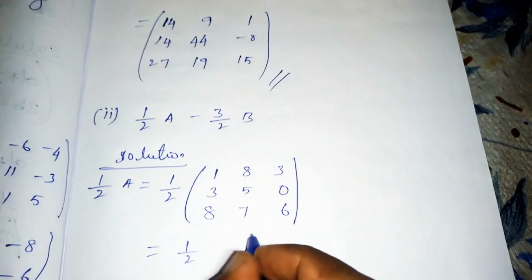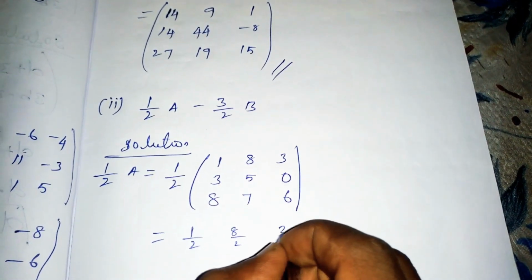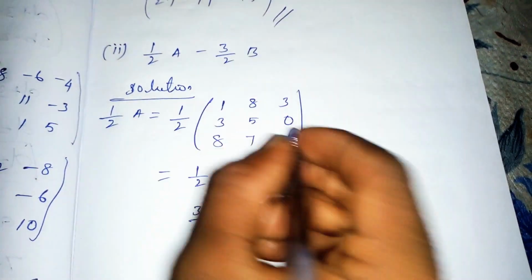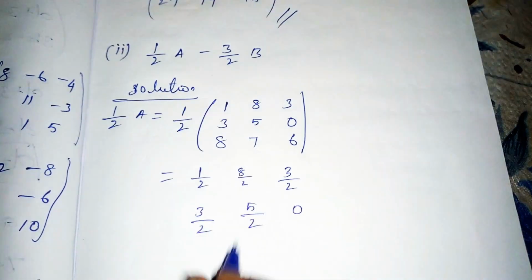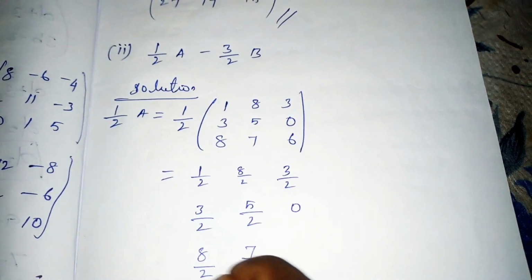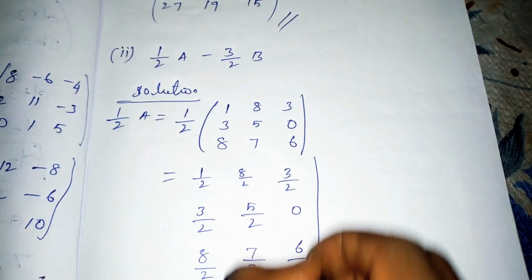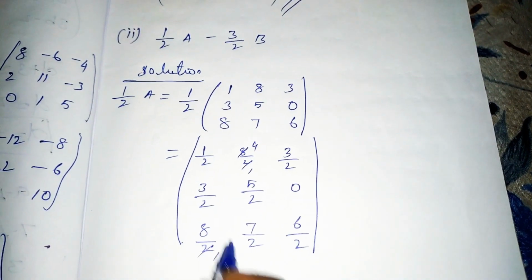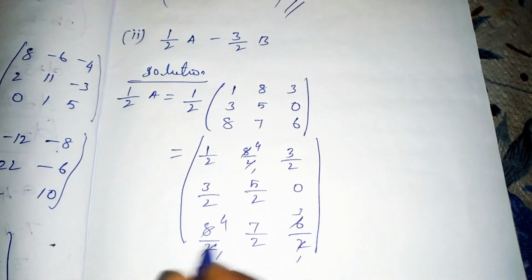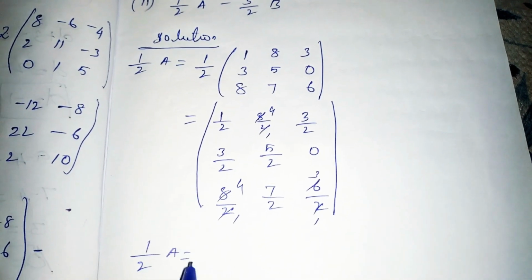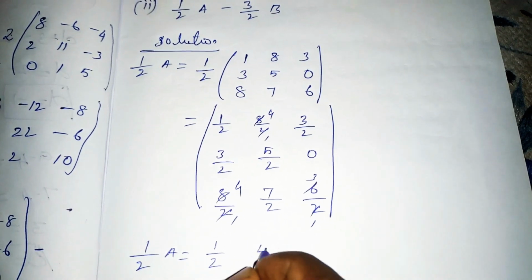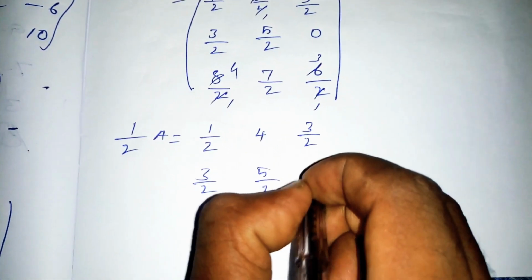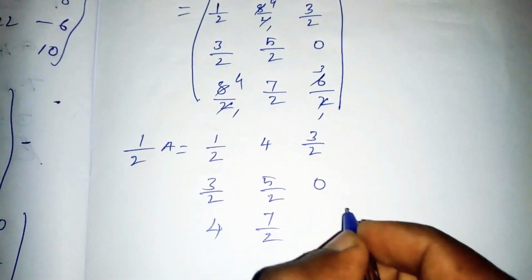1 divided by 2, again 8 divided by 2. Again 3 divided by 2, again 3 divided by 2, again 5 divided by 2, then 0 divided by anything, 0, again 8 divided by 2, then 7 divided by 2, then 6 divided by 2. This one going to cancel: 1 2 are 2, 4 2 are 8; 1 2 are 2, 4 2 are 8; 1 2 are 2, 3 2 are 6. Therefore, 1 divided by 2 into A equals 4, 3 by 2, 3 by 2, 5 divided by 2, 0, 4, 7 by 2, 3.